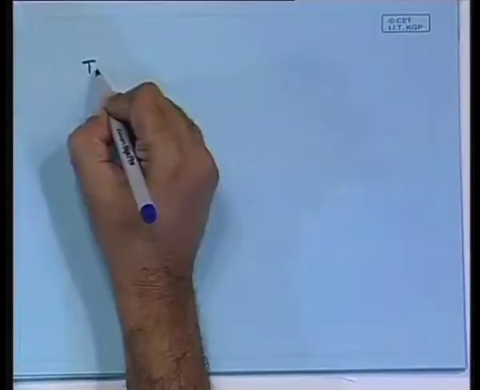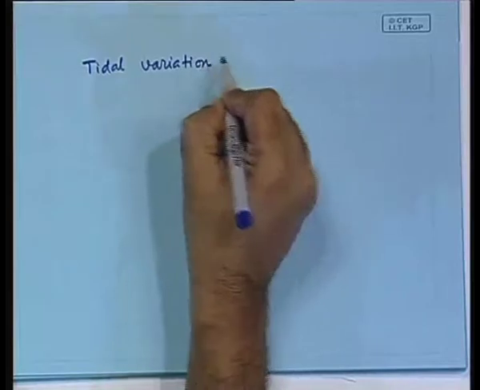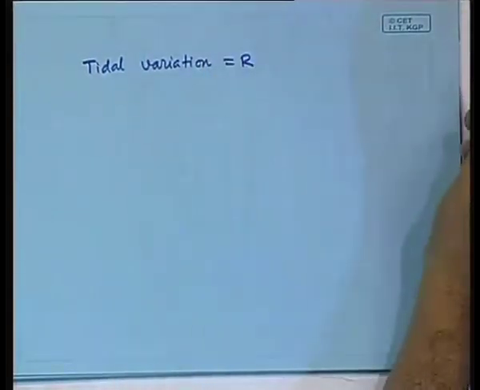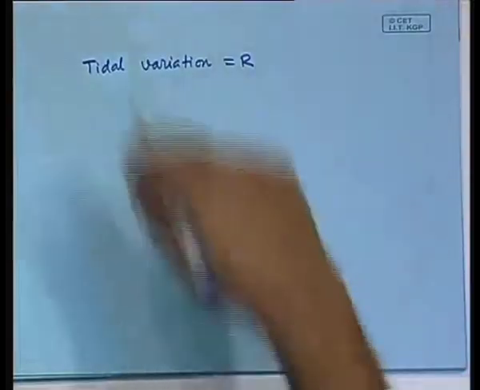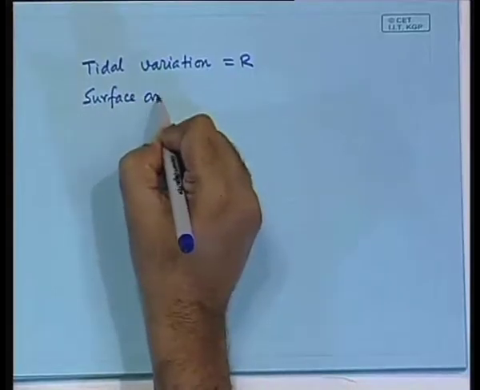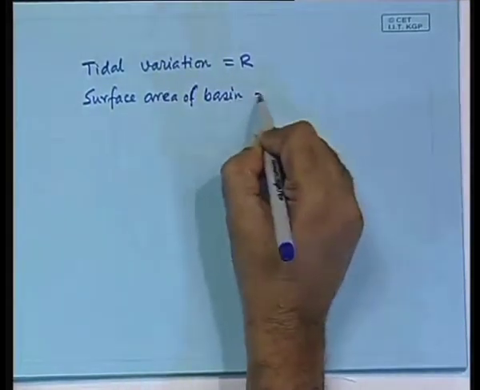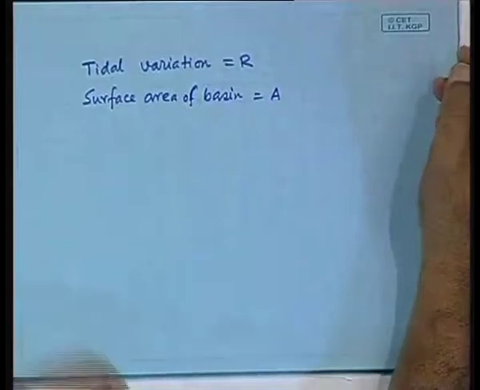For a particular site, let the total tidal variation be R. What is meant by total tidal variation? From the lowest point of the ebb tide to the highest point of the high tide. So, that is the tidal variation, R, say. The surface area of the basin, let this be A.